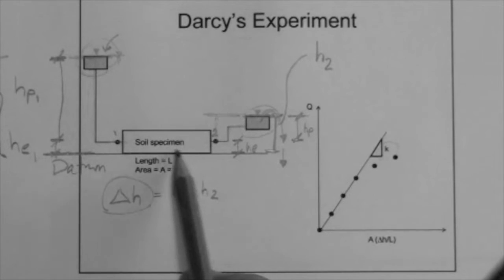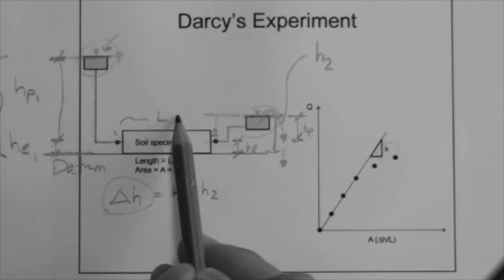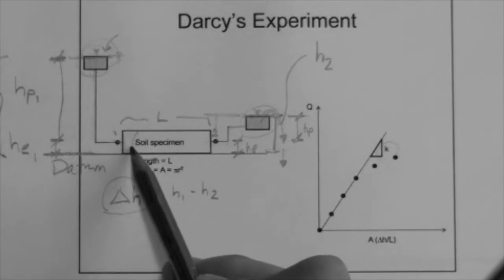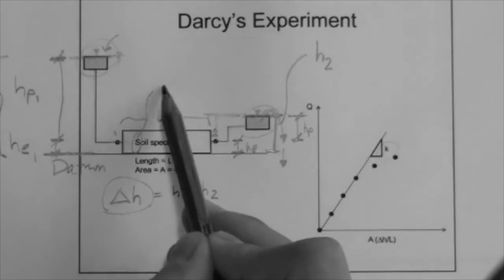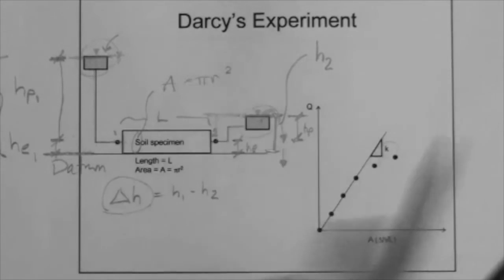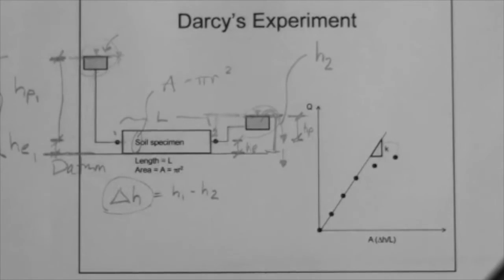This specimen has a length L. That is the length of the specimen. The specimen also has a cross-sectional area. The area is pi r squared, where r is the radius. So the cross-sectional area of flow, A, and L. Those are the dimensions of the specimen.